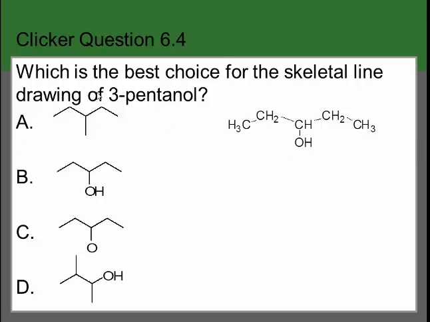So A is not the right choice. It does not show an OH. C shows the O but not the H. D is not the right shape of molecule, and that leaves B. B has 5 carbons in a chain. The third carbon has an OH attached to it, and we've drawn both the O and the H. So B is the best choice in this case.